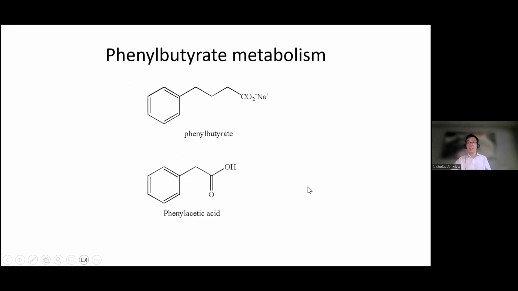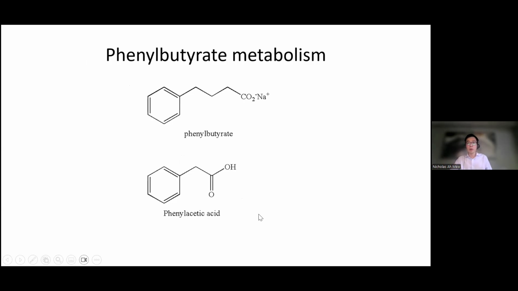Phenylacetate itself is really noxious. This precedes my time in terms of when this was used: just pure phenylacetate, orally or enterally, as a medication. So somebody had the bright idea of saying, okay, why don't we add two carbons to make phenylbutyrate, and have it go through one beta oxidation step.